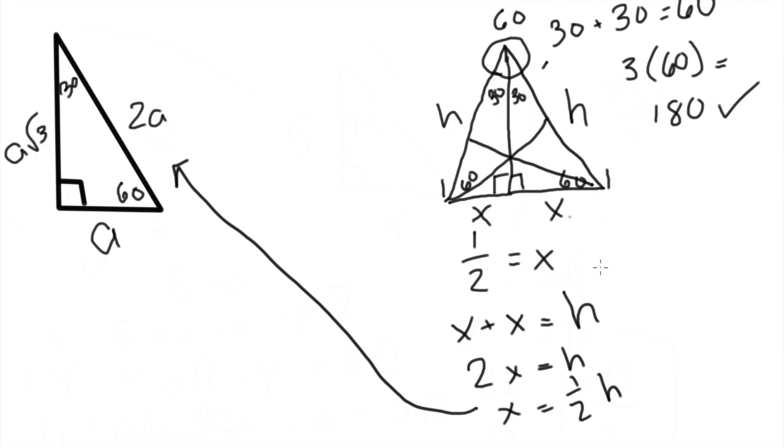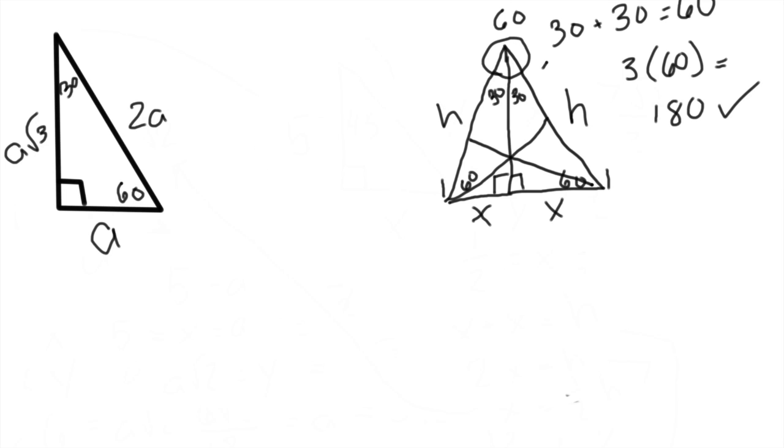with side a being the side across from 30 and 2a being across from the 90 degrees. The hypotenuse is twice the size of a, which we have written here and here. So the Pythagorean Theorem tells us that a squared plus, I'm going to do L for long leg squared, is equal to 2a squared.